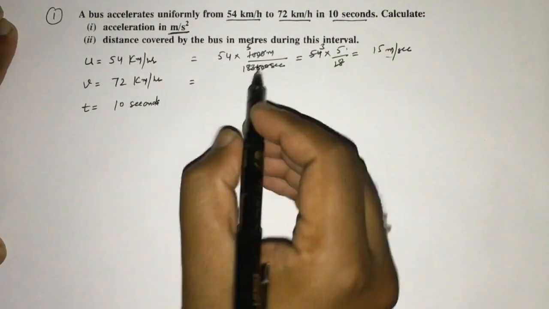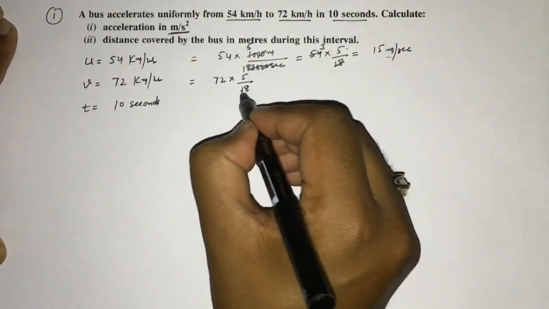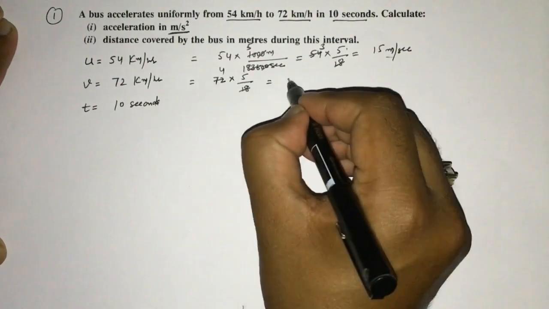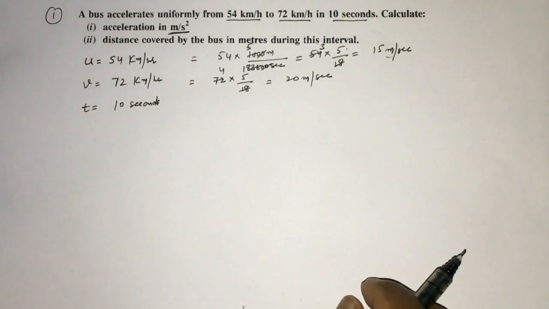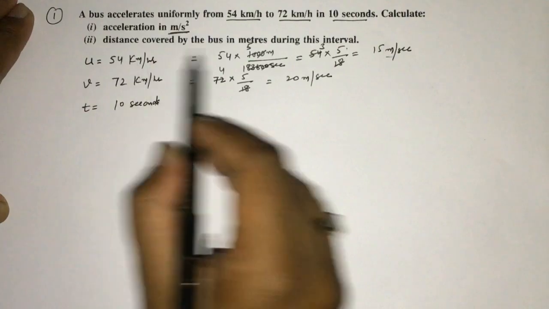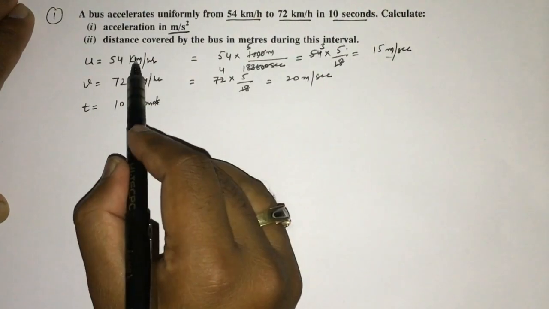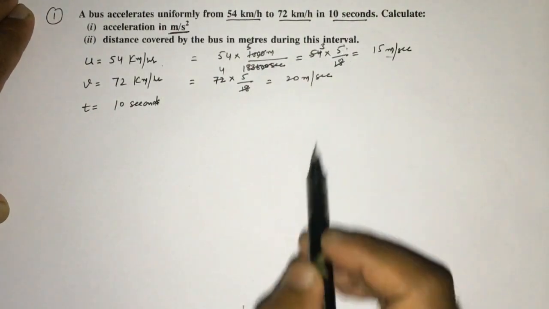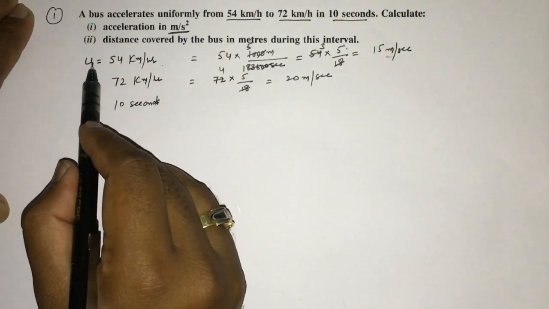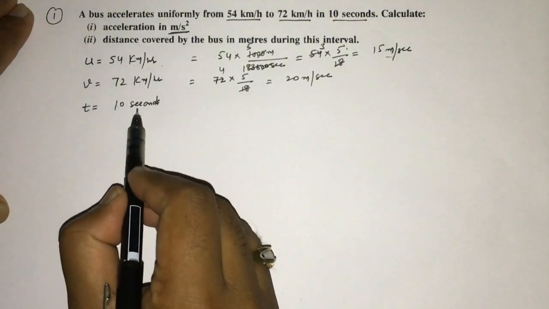Similarly, for the final velocity, we have 72, multiply it with 5 upon 18, we have 20 meter per second. So the final velocity is 20 meter per second. I am repeating again, whenever you need to convert kilometer per hour into meter per second, multiply it by 5 by 18, because kilometer per hour means 1000 meter upon 3600 seconds, which is equal to 5 upon 18. Now we have initial and final velocities in meter per second. Time is already in seconds.